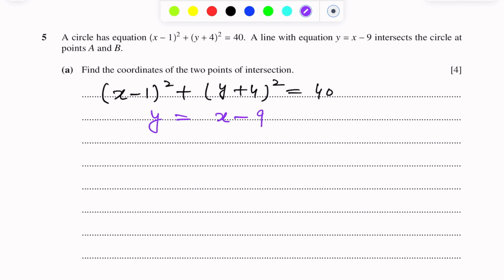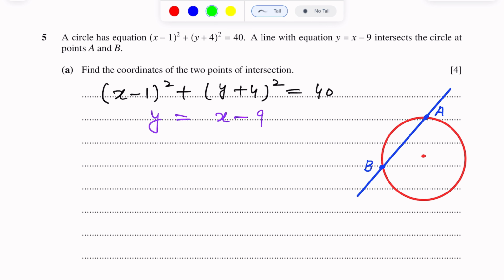Solving these two equations, we are making the figure. This can be the figure. Let this be a circle. This is the center of the circle, and this is the line. These are the points of intersection, A and B. Let this be A and this point be B. We have to find the coordinates of A and B, so we are solving these two equations simultaneously.